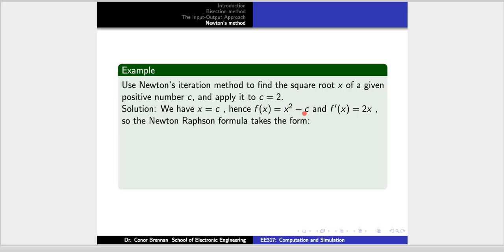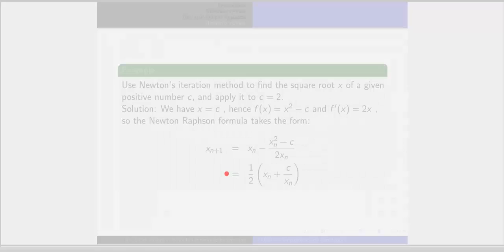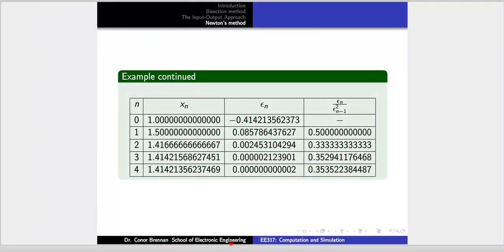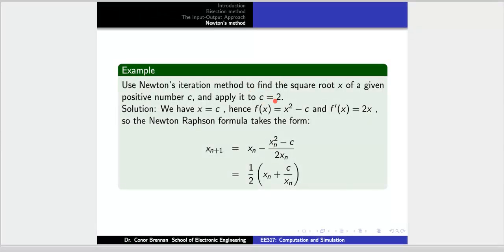So the first derivative of this function is equal to 2x minus 0, so 2x. So the Newton-Raphson formula takes the form x_{n+1} equals x_n minus f of x_n, which is x_n squared minus c, divided by 2x_n. And you can simplify that a little bit. You could get this, it cancels out a little bit. That's what you get. And we were asked, for the particular case of c equals 2, to use this iteration to work out the square root of 2.